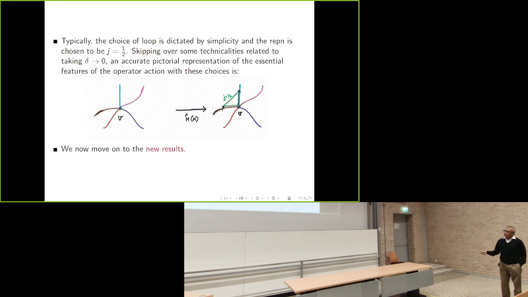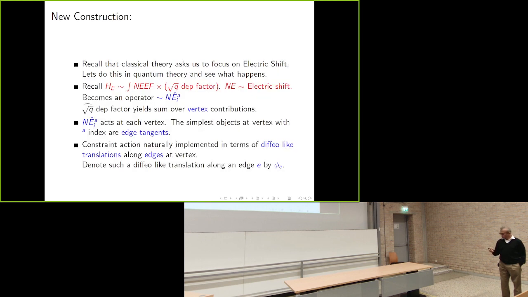So let's see now how we can alleviate this a little bit by moving on to these new results. So what is the new construction? Recall that in the classical theory we were asked to focus on the electric shift. So let's do this in the quantum theory as well and see what happens. Recall that the Euclidean constraint was just this N, E, E, F, and the square root of q dependent factor, and this N times E is already the electric shift, so it's sitting right there in the operator itself.